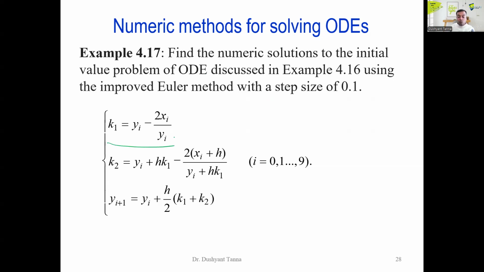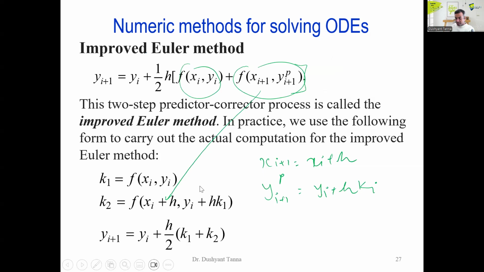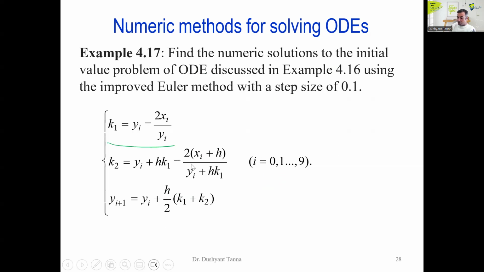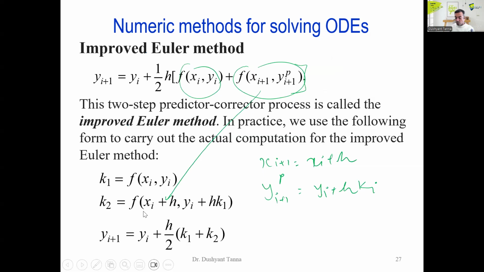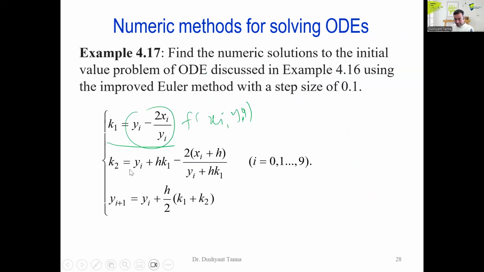So our k1, if you again go back, k1 is f of x_i, y_i, which is your equation. This is nothing but f of x_i, y_i, right? K2, what is K2? It is f of x_i plus h, and y_i plus h k1, right?